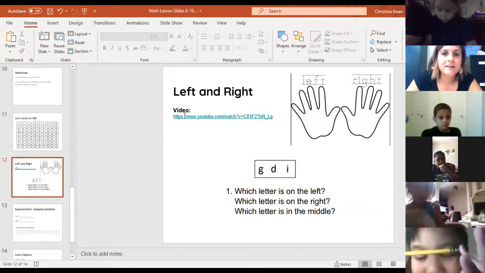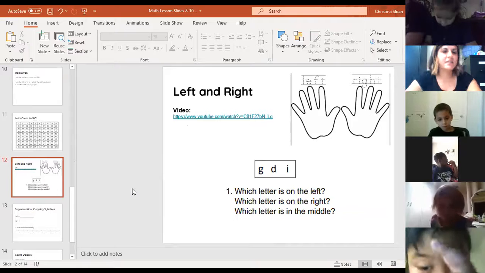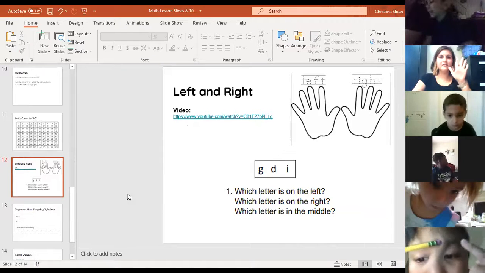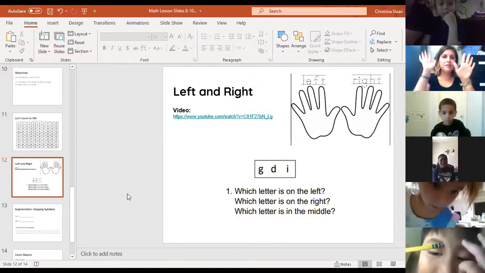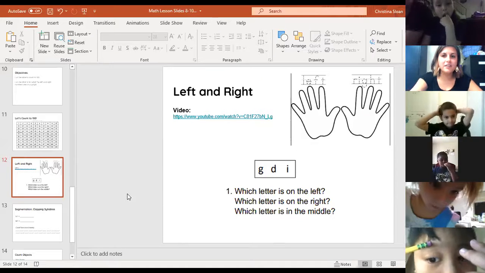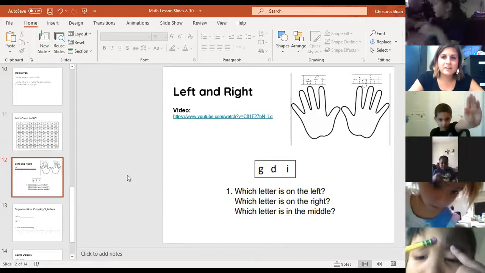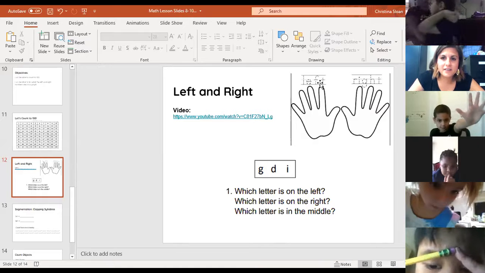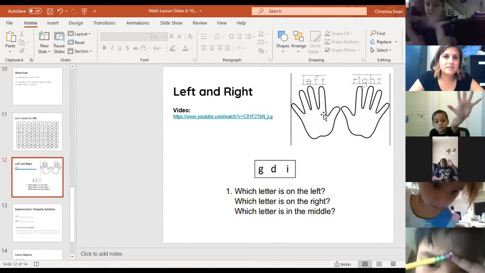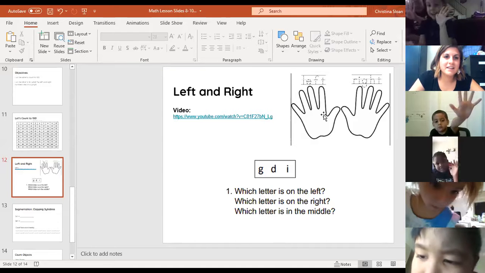All right, left and right. That's our next thing we are going to review. So we have our left hand and our right hand. So go ahead and hold up your left hand. Look at the screen. This right here, this is our left hand. So hold up your left hand. I want to see everybody's left hand in the air.